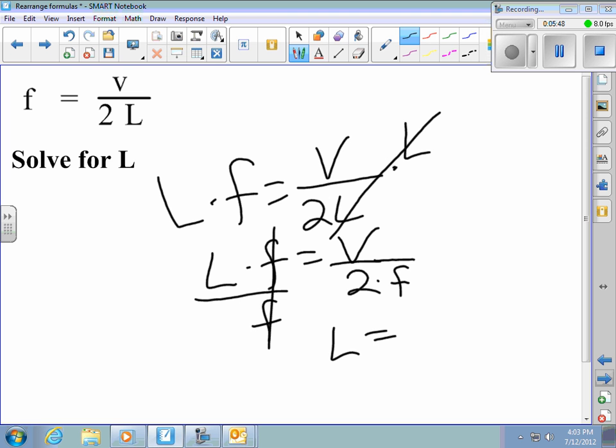So the length of the pipe can be calculated by taking the velocity, the speed of sound in air, which is about 343 meters per second, divided by 2 times the frequency. So you would look up the note C, you would look up the frequency of that note if you wanted a pipe that would play that note, and that will tell you the frequency. Multiply by 2, divide the speed of sound in air by that, and you can know what length to cut the pipe.